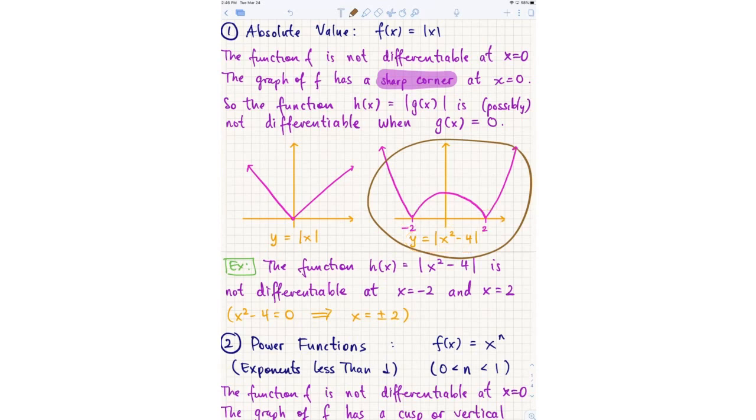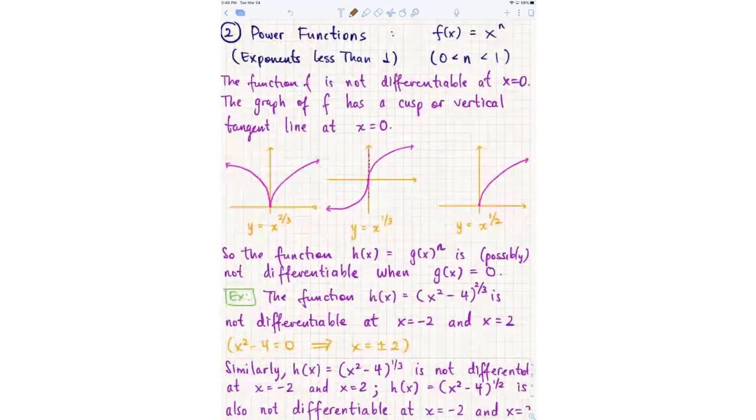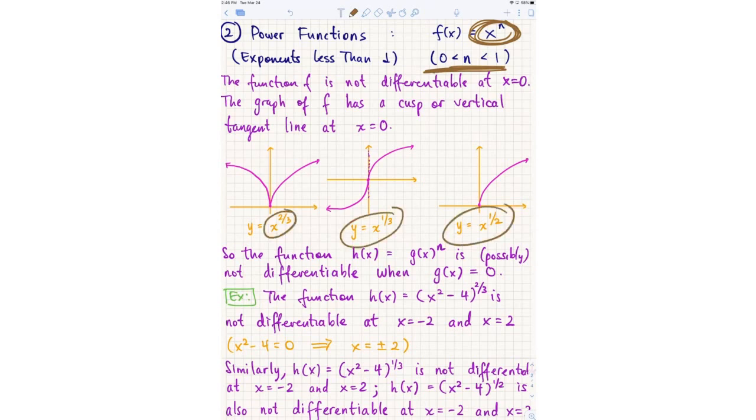Now, the function that we're dealing with in our example in the other notes does not have an absolute value. It actually falls into the second category: a power function, in other words, a function that has x to some power, where that exponent is between 0 and 1. The reason, again, is that if I look at all three of these graphs, with an exponent between 0 and 1, you get corners, cusps, vertical tangents. The same idea occurs. So let's go back to the actual example, and we'll talk about that specifically.